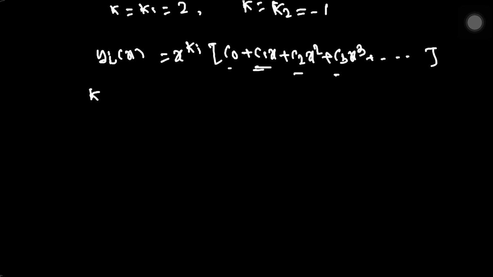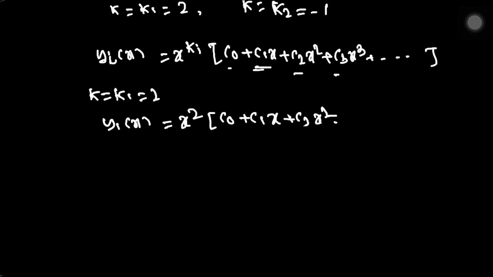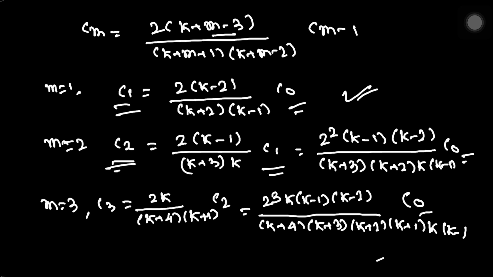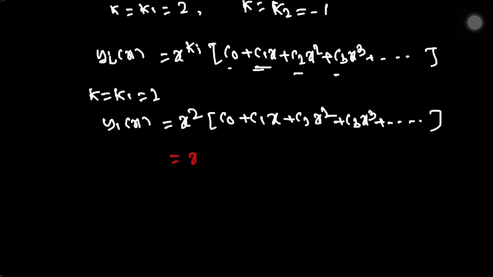So when k equal to k1 equal to 2, the solution y1(x) equal to x square into c0 plus c1x plus c2x square plus c3x cube and so on. Now we calculate c1, c2, c3 by this formula. You can see when k equal to 2, c1 equal to 2 into k minus 2 into c0, so this term will vanish since k equal to 2. So c1 becomes 0. Similarly, since c1 equal to 0, c2 will be 0. Similarly, c2 equal to 0, so c3 will be 0. So all terms will vanish, only c0 remains. So the solution becomes x square into c0, so y1(x) becomes c0 x square.